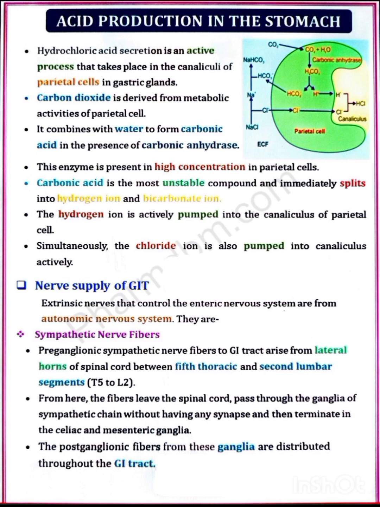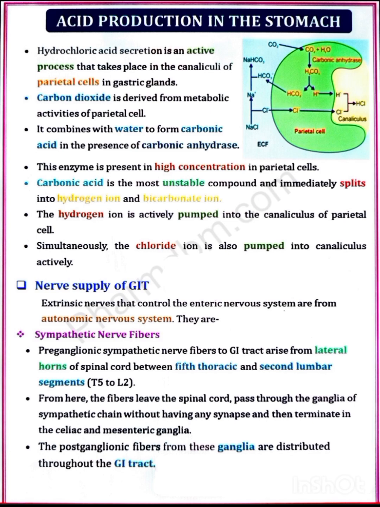Nerve supply of the GIT. Extrinsic nerves that control the enteric nervous system are from the autonomic nervous system. They are sympathetic nerve fibers. Preganglionic sympathetic nerve fibers to the GI tract arise from the lateral horns of the spinal cord between the fifth thoracic and the second lumbar segment, T5 to L2.